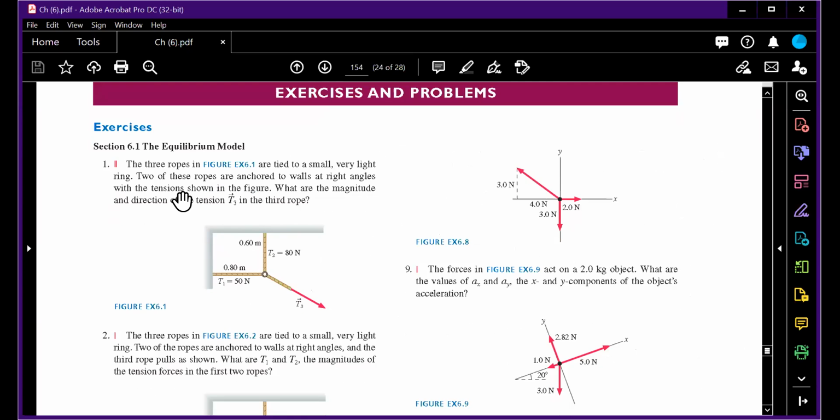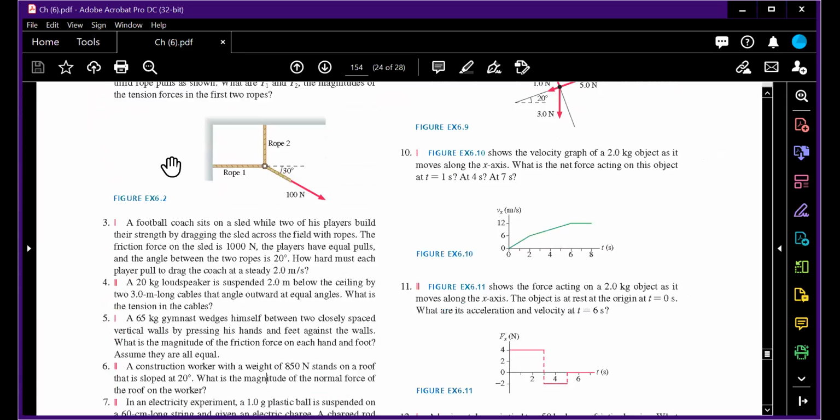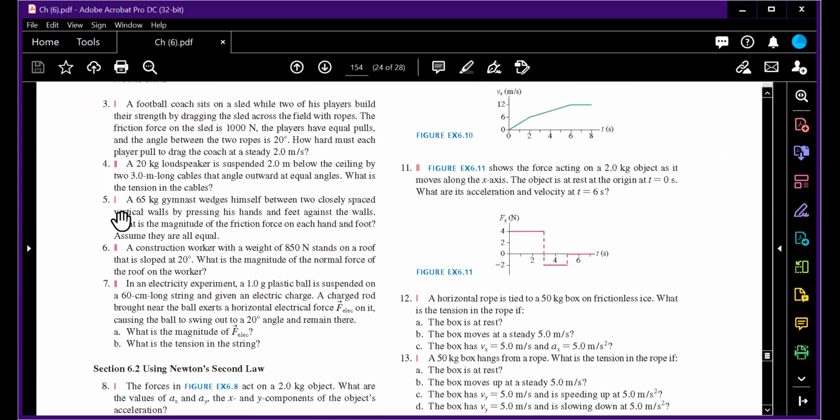All right, let's do another one. Let's go back to our book and see what problem might be interesting to do. Number 2 is kind of similar. A couple of these other ones down here I thought were kind of interesting. One that I typically do is number 4.